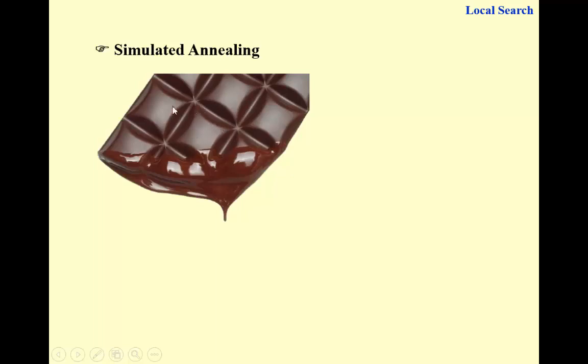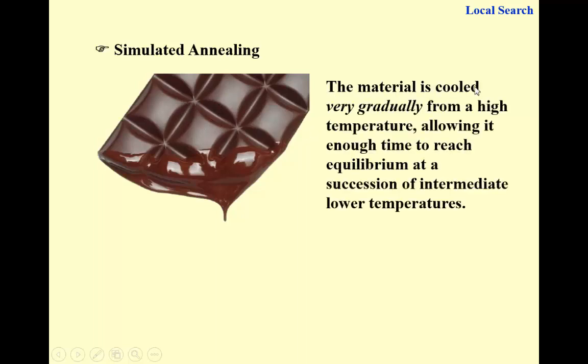So the idea of simulated annealing is this. The material is cooled very gradually from a high temperature, allowing it enough time to reach equilibrium at a succession of intermediate lower temperatures. Which means that we must define a sequence of temperatures called the cooling schedule, and hope that it can eventually converge to the solution we need.